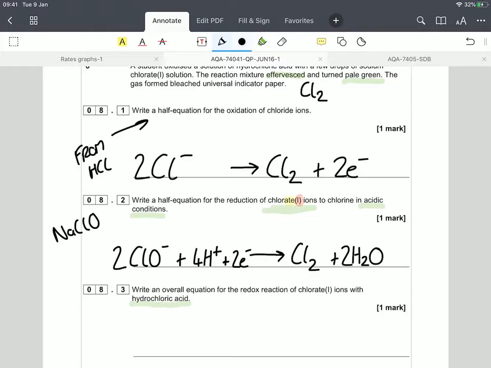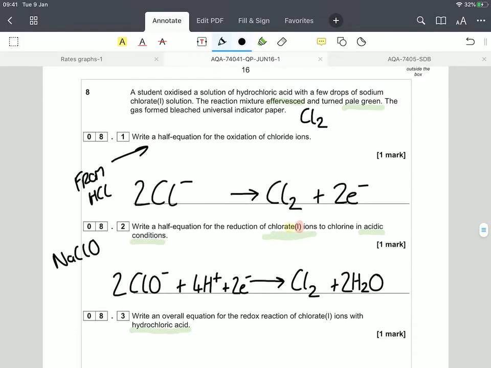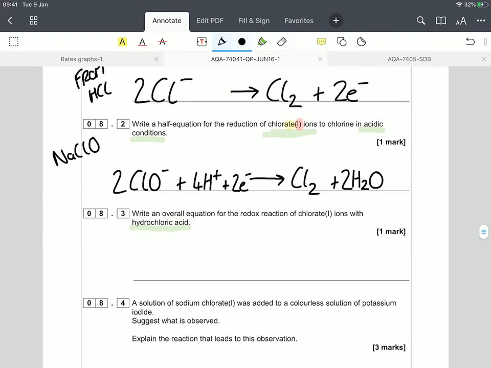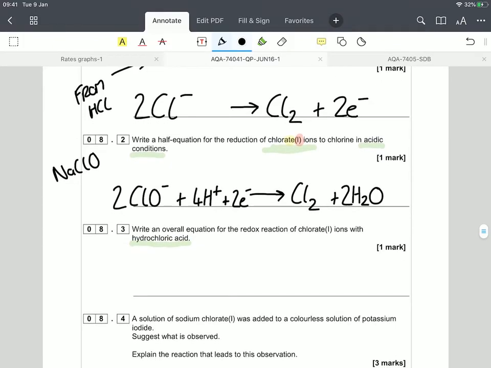The chlorate(I) ions come from sodium chlorate(I). We're just not showing the positive ions a lot of the time because they're not very useful. They don't really do anything. They're spectator ions that don't undergo redox. So in this case, there are a couple of ways you can do this, but really all it's asking you to do is combine the previous 2 half equations. That's pretty much all it's asking you to do.